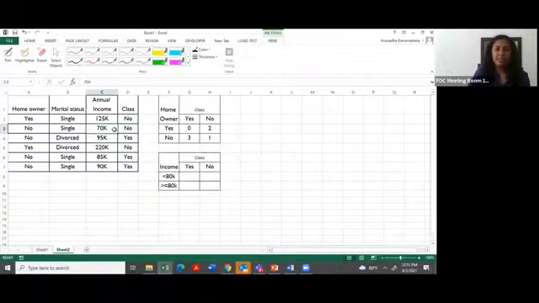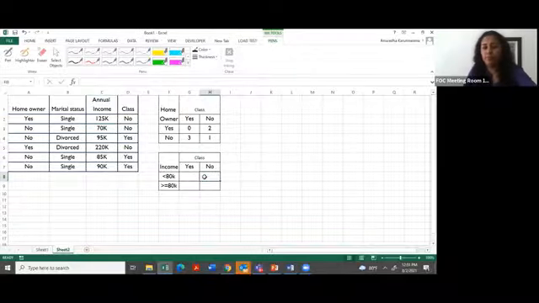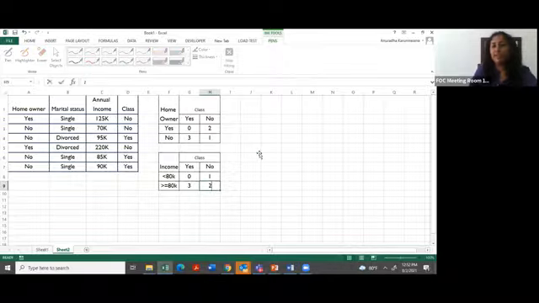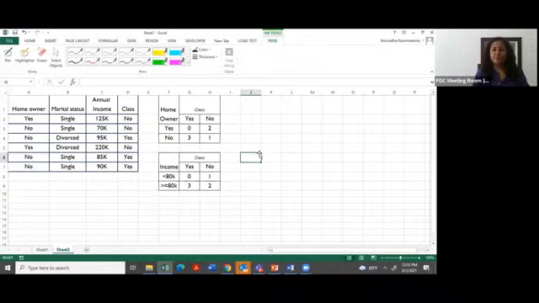Now, income less than 80, there is only 1 row. That one is no. This one is 0. Income greater than 80, you have 1, 2, 3, 4, 5. Out of that, 3 yes and 2 no's. Is it correct, students? Is the matrix correct?